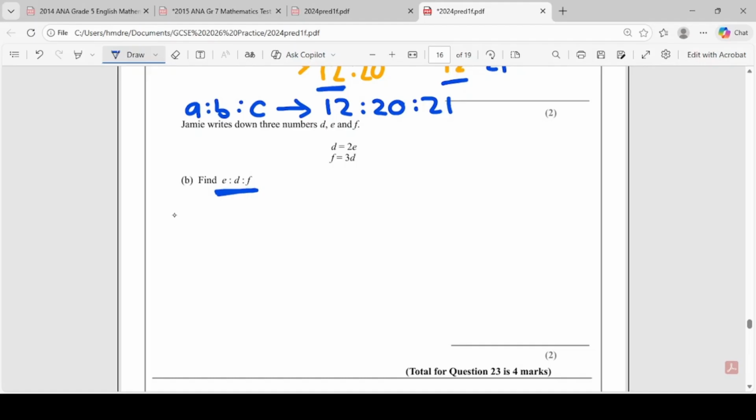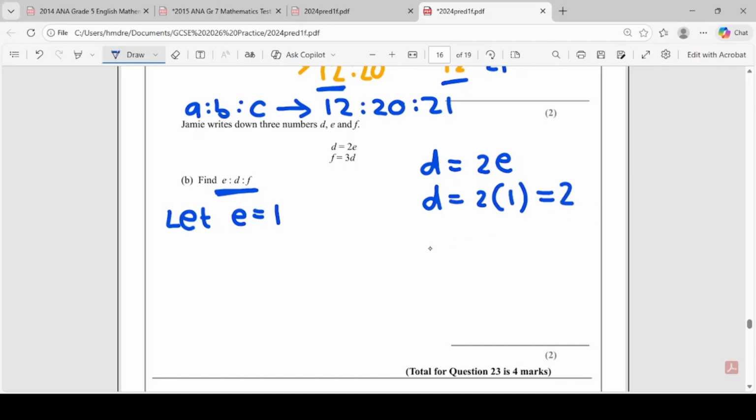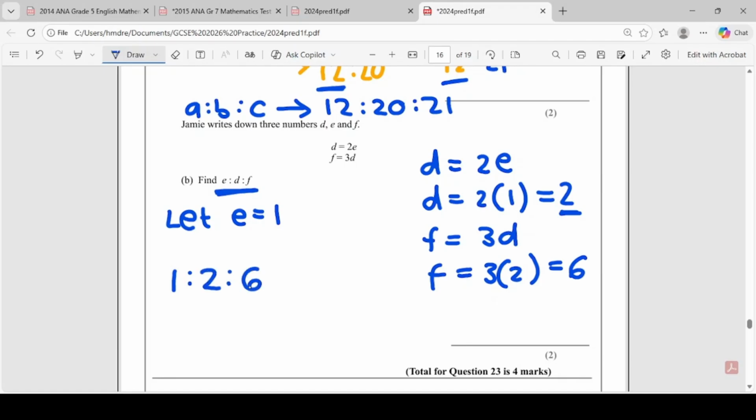For this one, I'm going to say, let E equal 1. Because if E is 1, then D is equal to 2E, which means D is equal to 2 times 1. So D is 2. And F is equal to 3D. So F is equal to 3 times that 2. So F is 6. So we can say then, E is 1, D is 2, and F is 6. So that is the ratio for those ones.